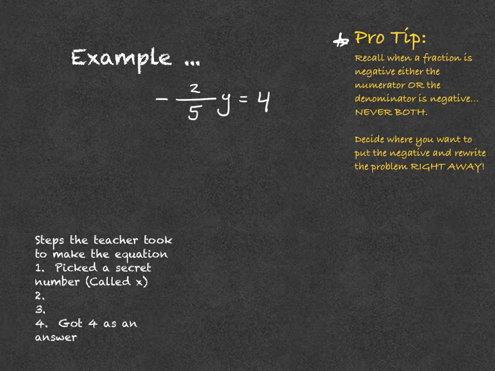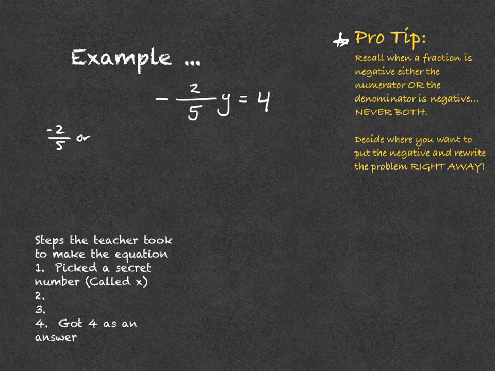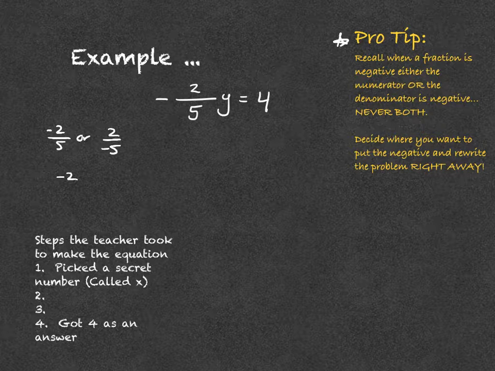We know that when a fraction is negative, like negative 2/5, I could write it as negative 2 over 5 or 2 over negative 5. But I can never write it with a negative on top and the bottom. If I tried to do that, the negatives would reduce and it wouldn't be a negative number anymore. So the negative only goes in one place.